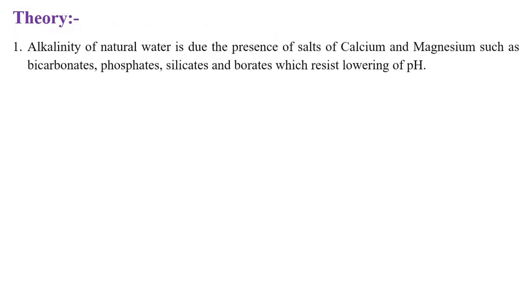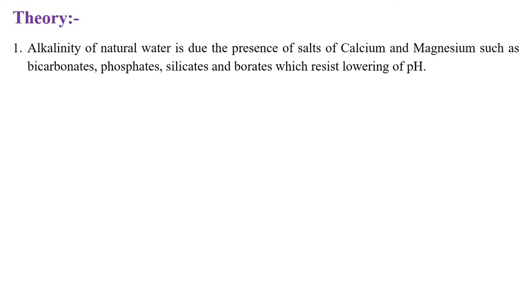Now we'll see some of the basic points or theory for this practical. Alkalinity is nothing but the presence of salts of calcium and magnesium like bicarbonates, carbonates, phosphates, silicates or borates, which are having higher pH, means pH greater than 7. So that comes under the basic pH range.